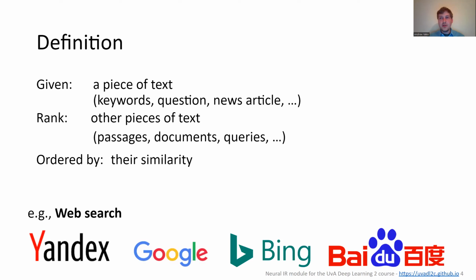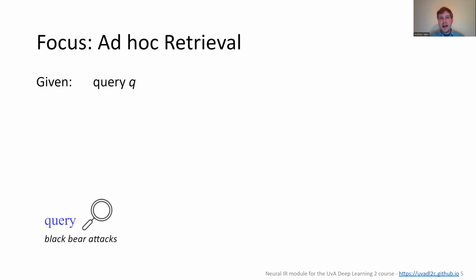Web search is just a really common example of this that I think everyone is quite familiar with. So here we have a query, and the search engines are ranking documents in response to this query, ordered by their relevance to the query. Specifically, we're going to be talking about ad hoc retrieval generally in this module.